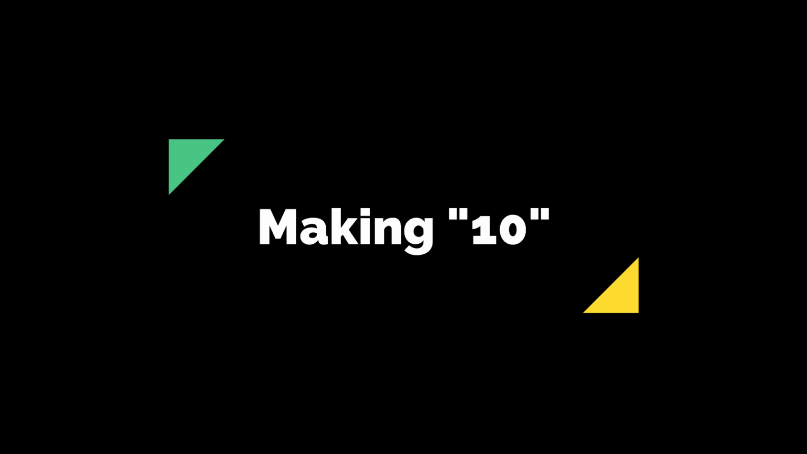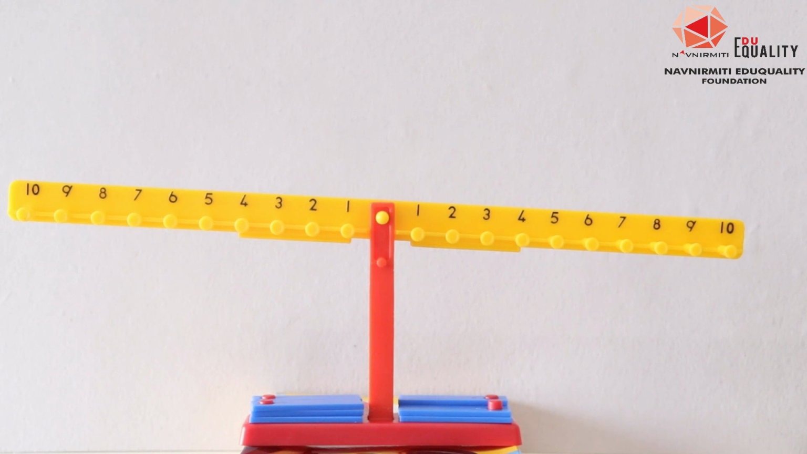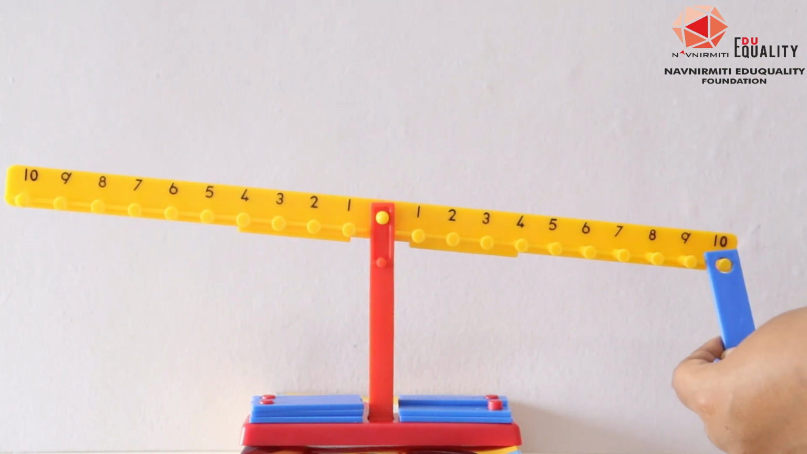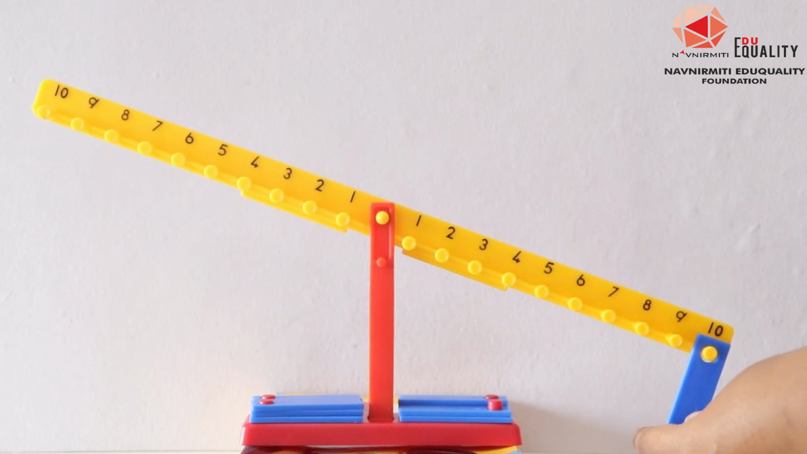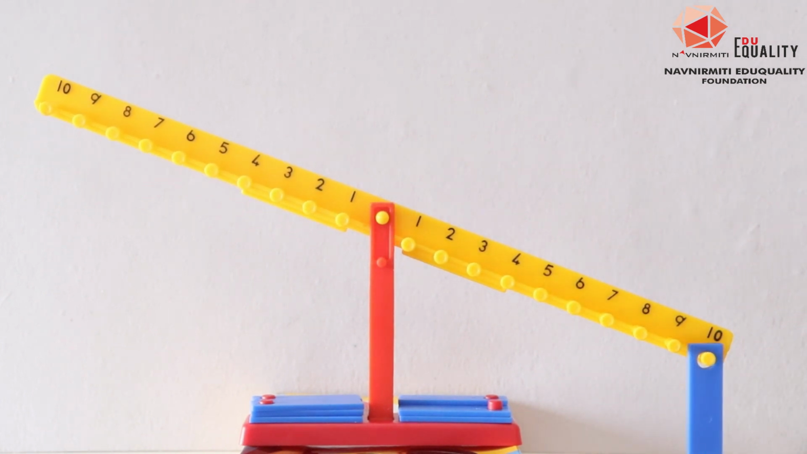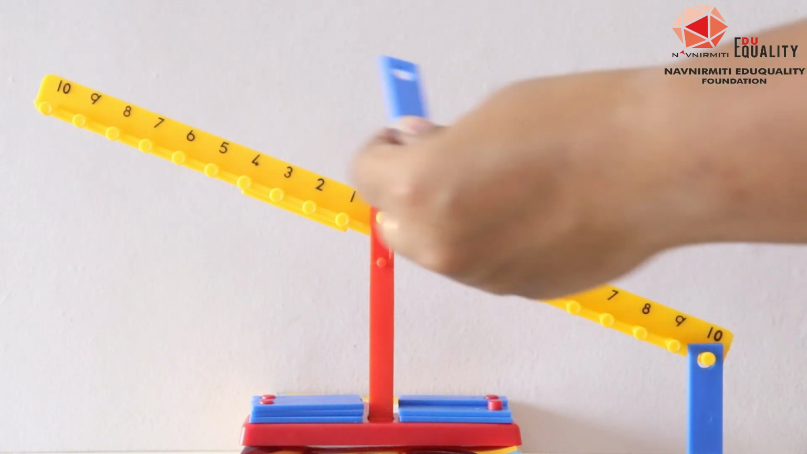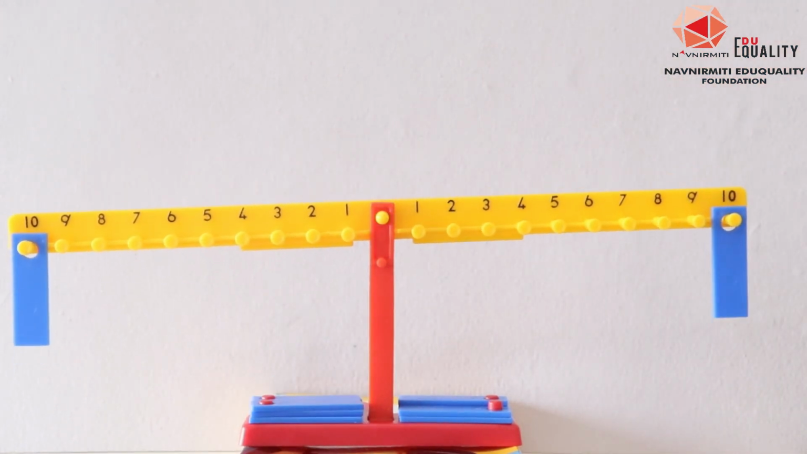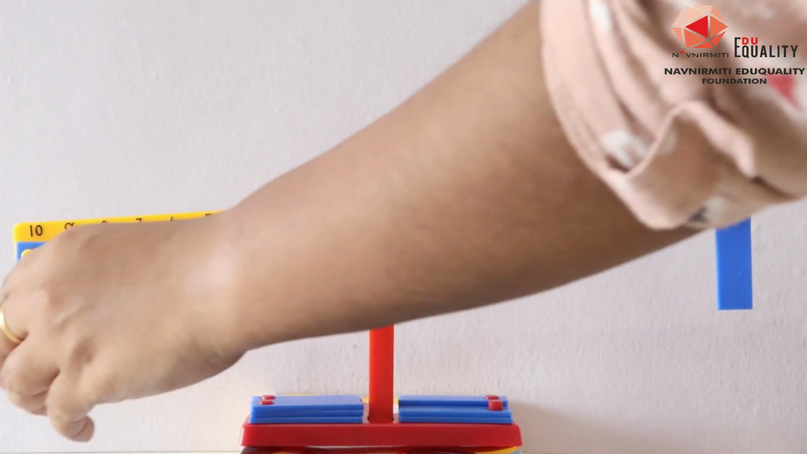Making 10. Let us place a weight strip at 10 on the right arm. Well, to balance it horizontally, where will I have to place another weighing strip? Well, let us place it on the left arm. So now 10 is equal to 10.